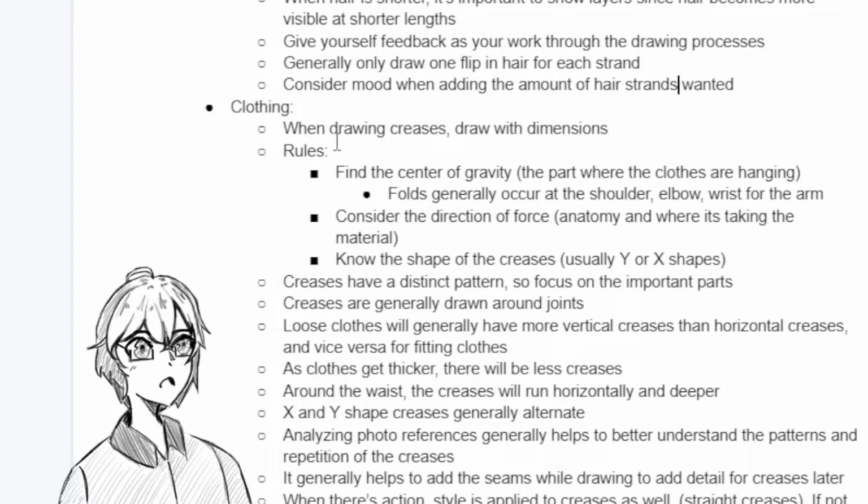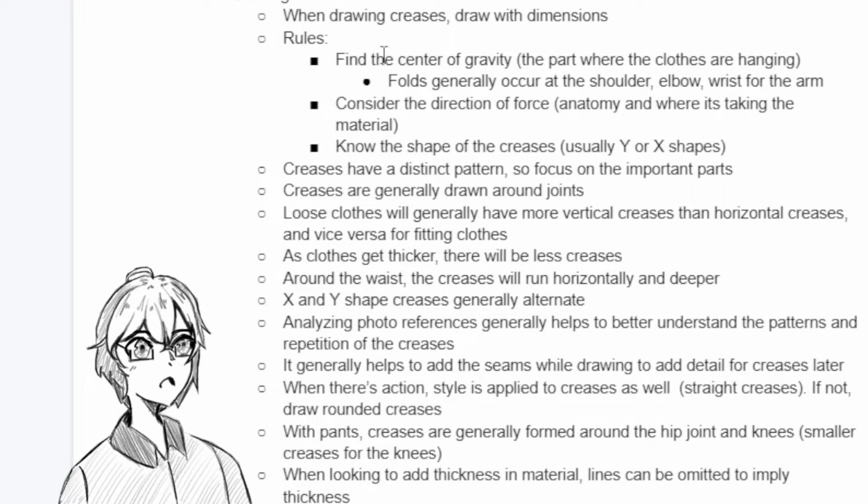Let's dive into clothing. When drawing creases, draw with dimensions, and here are the rules for drawing creases. So you want to find the center of gravity, the part where the clothes are hanging from, and folds will generally occur at those points. Some good examples: the shoulder, elbow, and wrist for the arm. So if you're holding your arm up straight, a lot of the main points that are going to stick out the most are going to be from the wrist, the elbow, and the shoulder. So you can keep those in mind as go-to points for drawing folds and creases for characters.